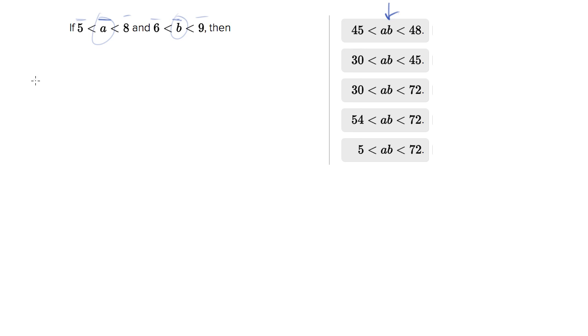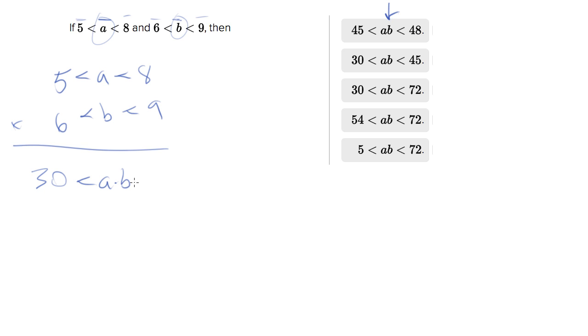So what I'm going to do is line these up. 5 is less than A, which is less than 8. And 6 is less than B, which is less than 9. And I'm going to multiply them together. So 5 times 6 is 30. And A times B is, well, A times B. And 8 times 9 is 72.